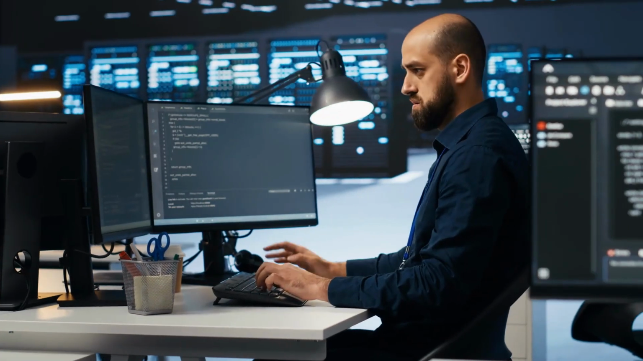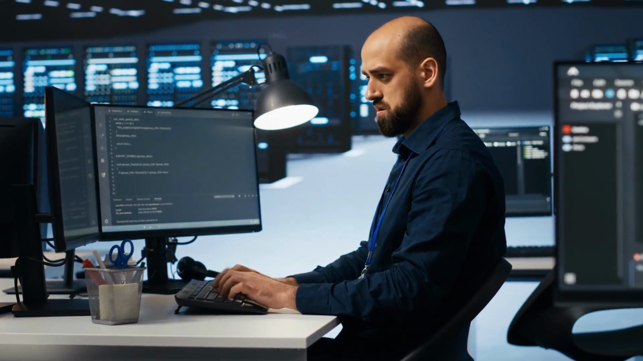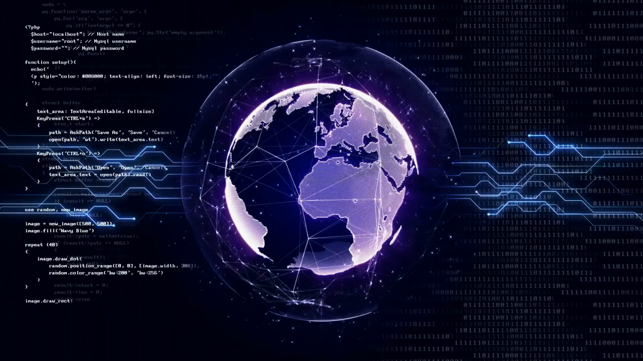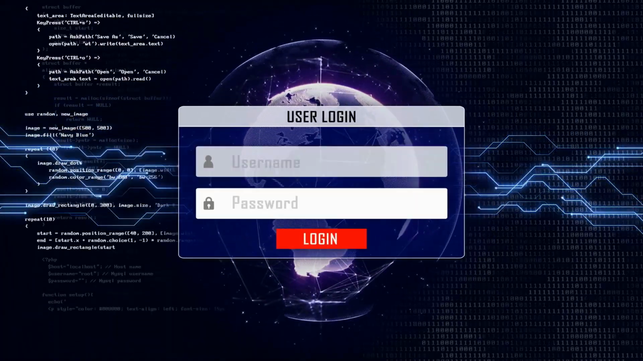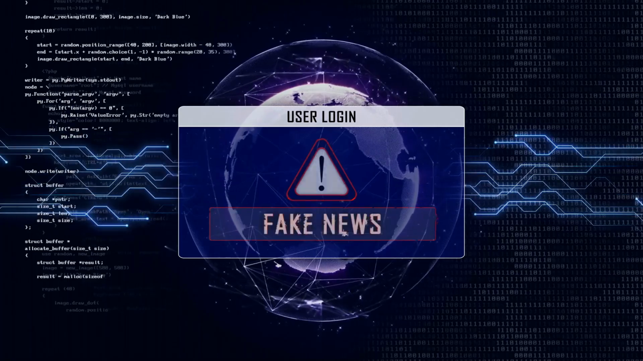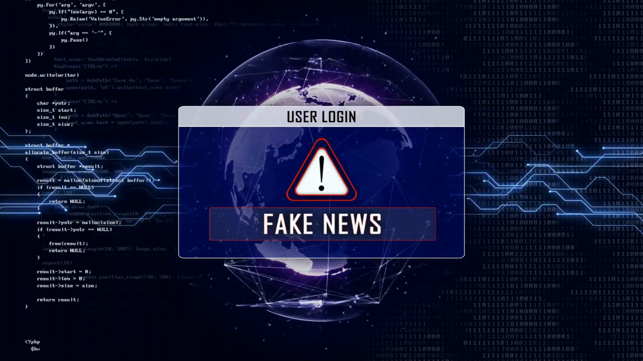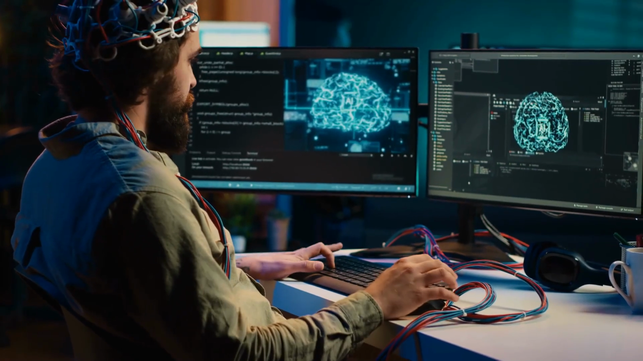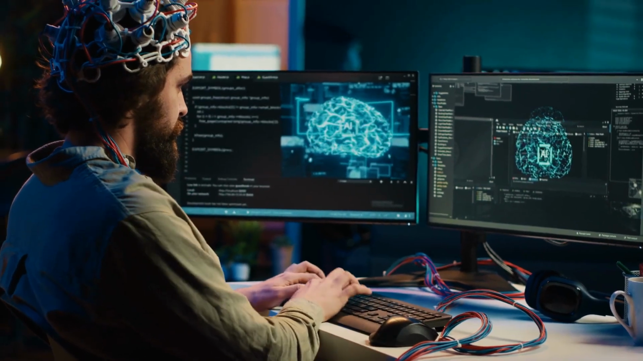But as ML grows more powerful, it also raises important ethical questions. How do we make sure that these technologies respect privacy? What happens if an ML model is used to spread misinformation or manipulate opinions? These are challenges we'll need to address as machine learning continues to grow.